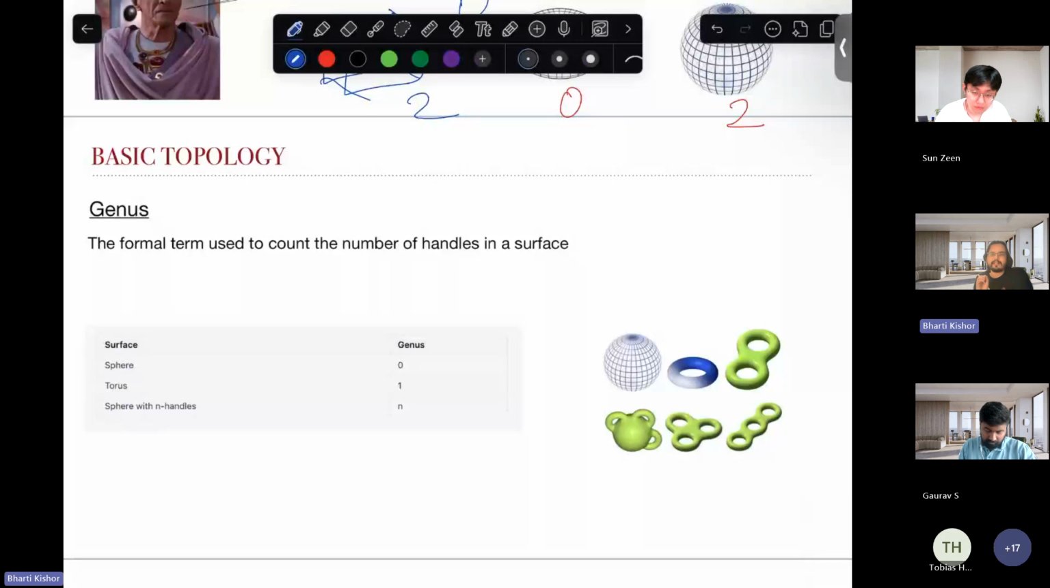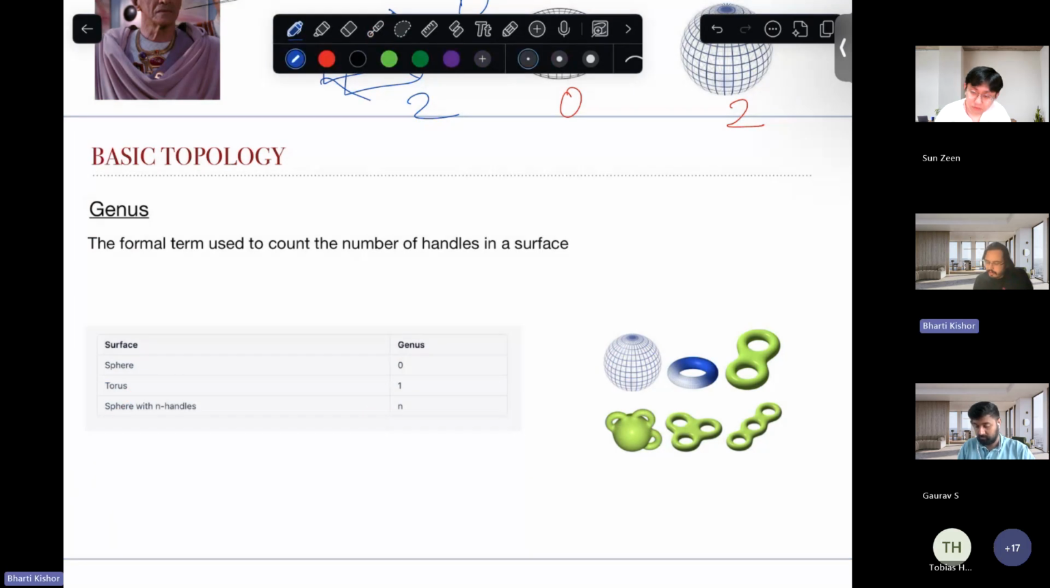So the object that we need to care about, which helps us count the number of handles in a surface, is this thing called genus. Like that's what people call it, genus. So for example, here, there is no handle, so it has genus 0. This has one hole, so it has genus 1. If a sphere has n handles, then it has genus n.